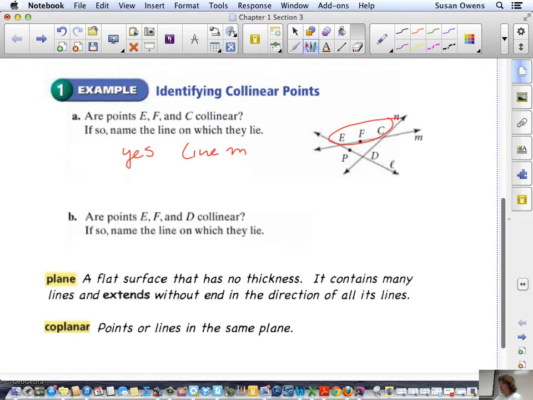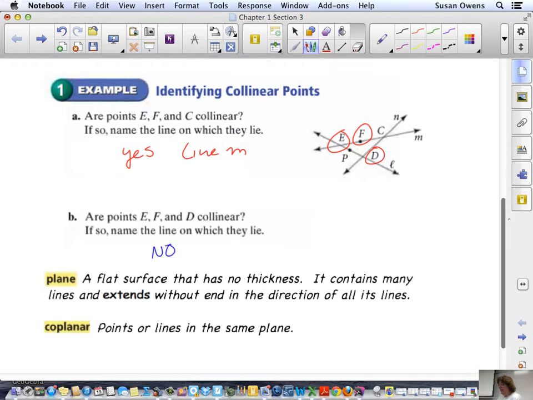Now, one thing to understand about collinear is the line doesn't have to be drawn. For example, I can ask, are F and P collinear? Yes, because there is a line that I could draw through those points, and they would be on the same line. So P and F are collinear even if the line's not drawn. Are points E, F, and D collinear? If you look at those, here's E and F, and D's over here. There's no way I can draw a straight line that would go through those three, so this is a no.